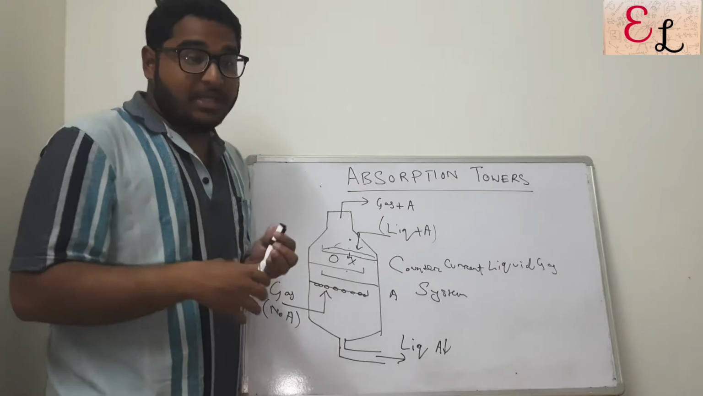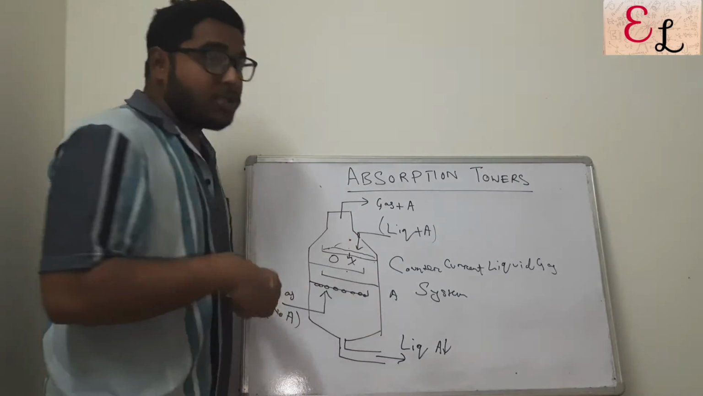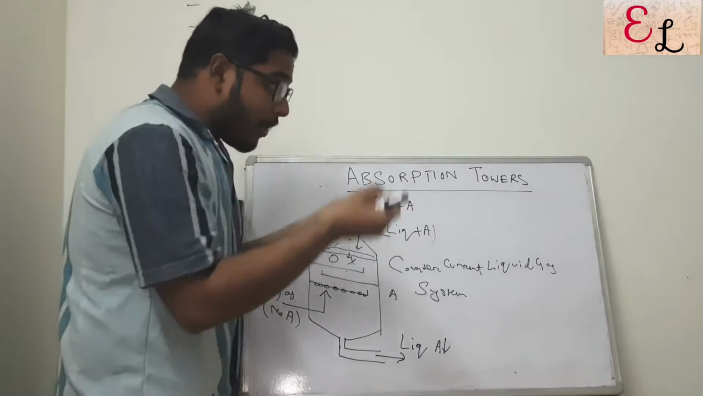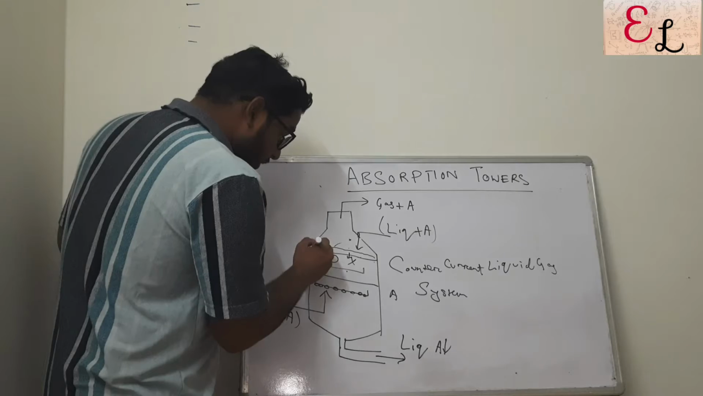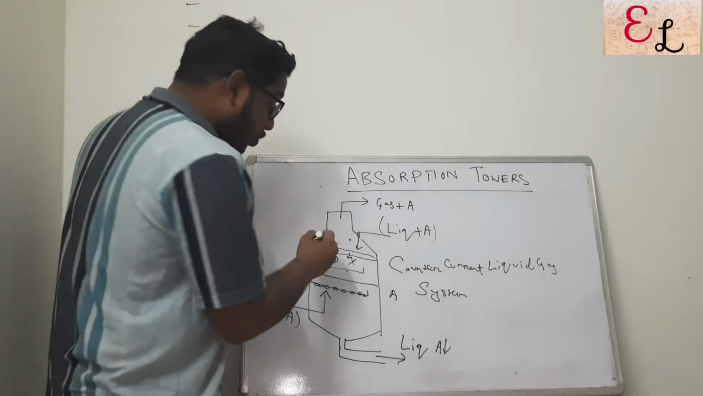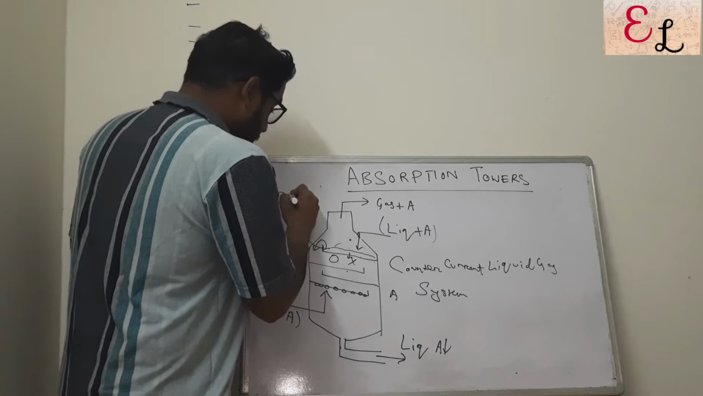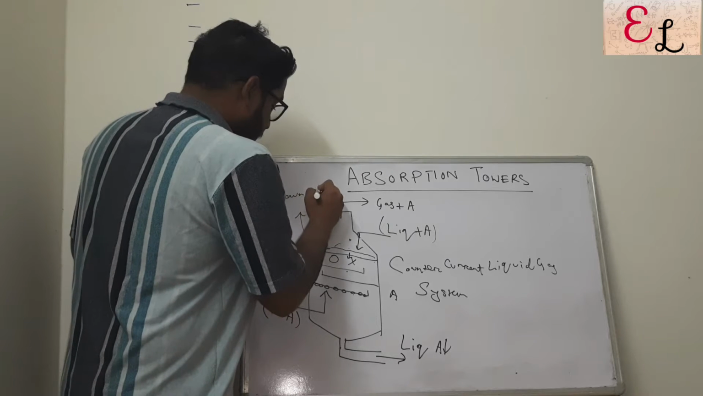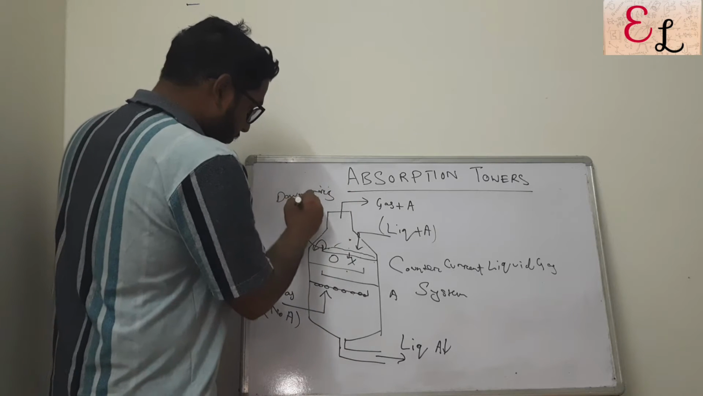There are multiple factors like flooding. There are multiple factors like entrainment. So flooding occurs when the liquid comes down through these perforations instead of these downcomers. The liquid is supposed to come out of these downcomers. These are named the downcomers.